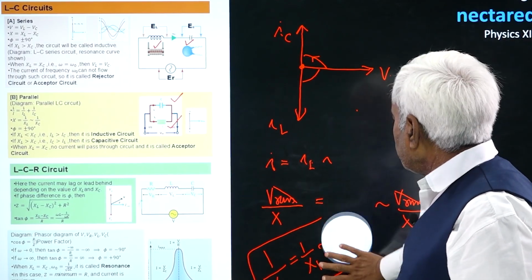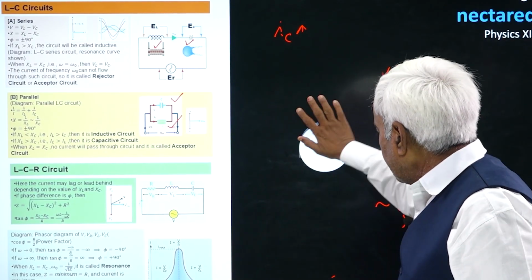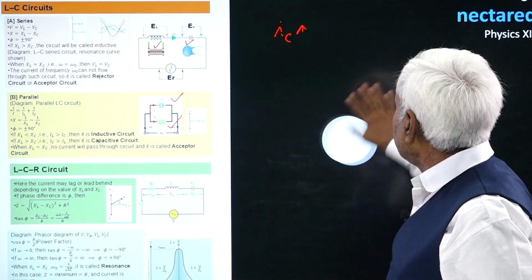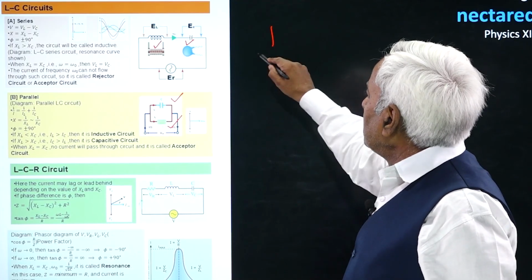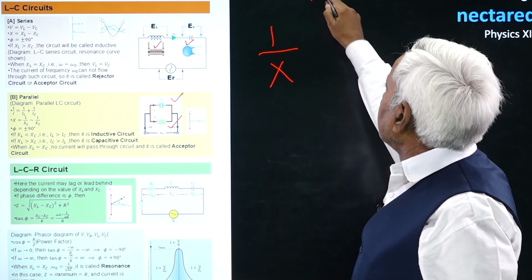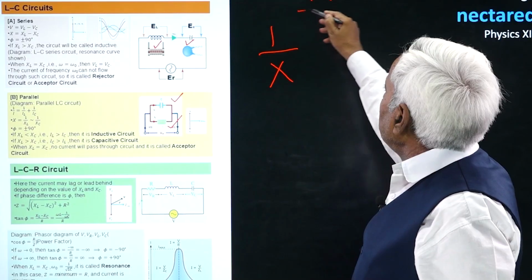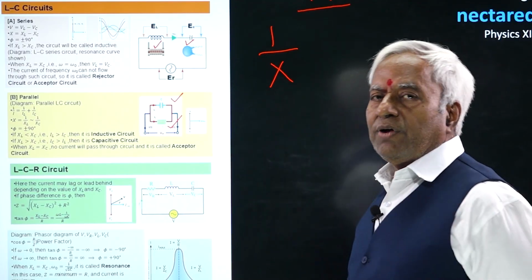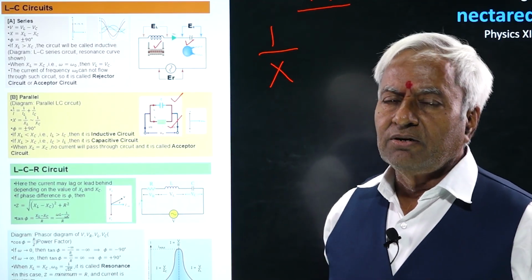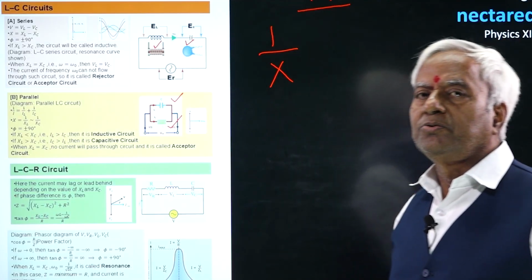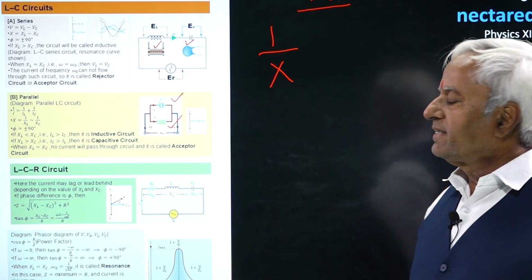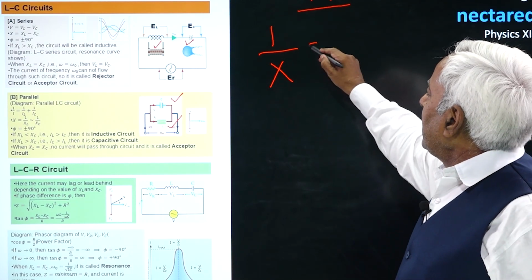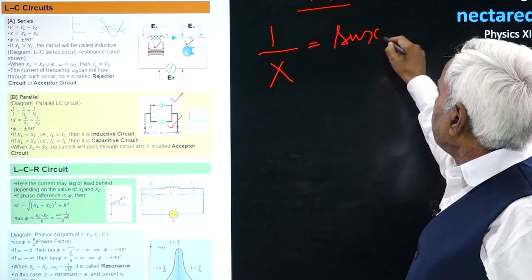Now, since we have studied reactance in detail for the L circuit, C circuit and LC, in series and parallel, we must know what X basically is. Actually, it is a substitute for resistance. Whenever there is L or C or both in the circuit, you are not going to use R in place of resistance, you will be using the term reactance. 1 upon X will be called susceptance.